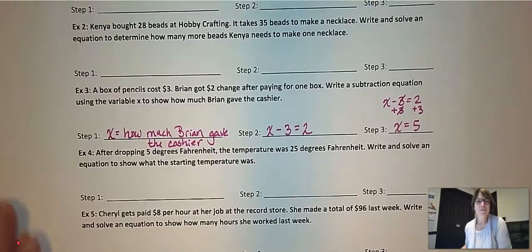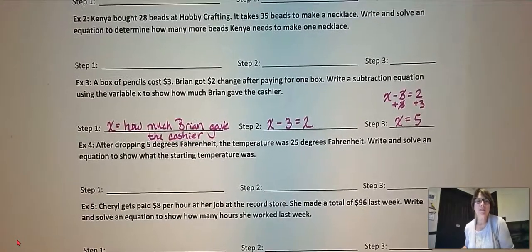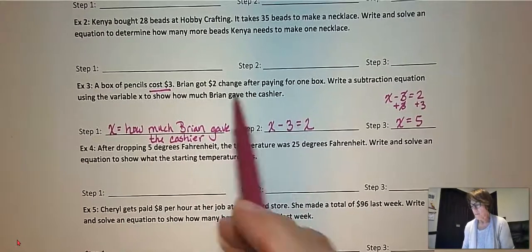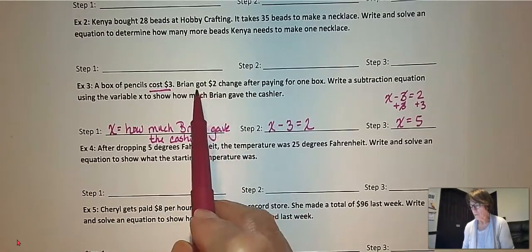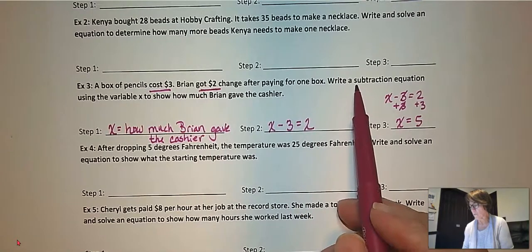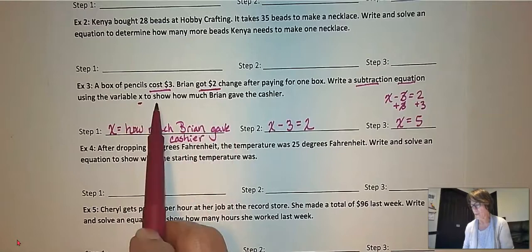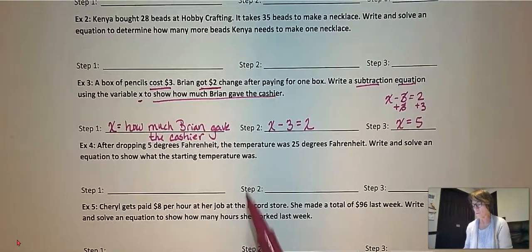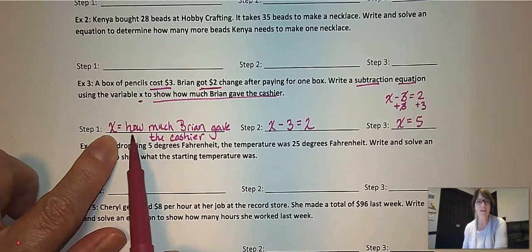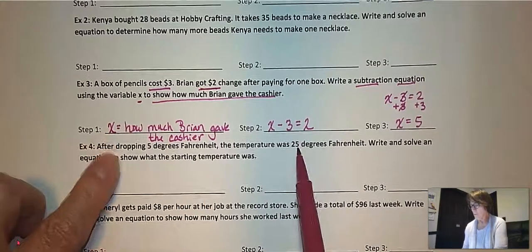All right, so we're going to skip over number 2 for right now and move on to number 3. Number 3 says, a box of pencils costs $3, so we know that's going to be important. Brian got $2 change, so he gets $2 back after paying for one box. Write a subtraction equation using the variable x to show how much Brian gave the cashier. So first we have to define our variable. It's x, and that means that it stands for how much Brian gave the cashier. Then we need to write our equation.